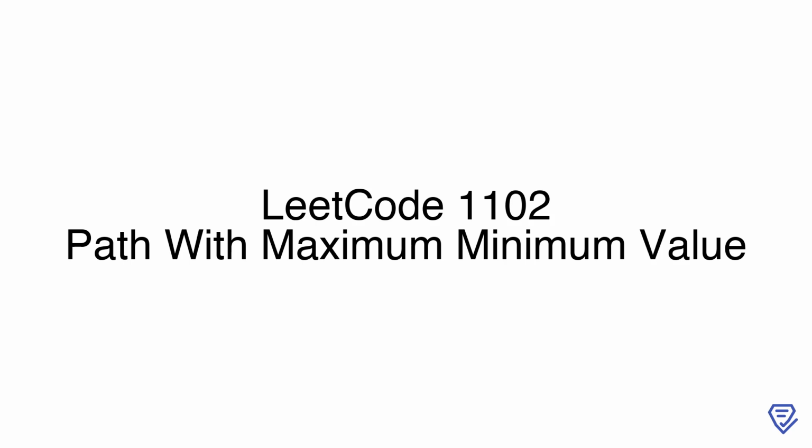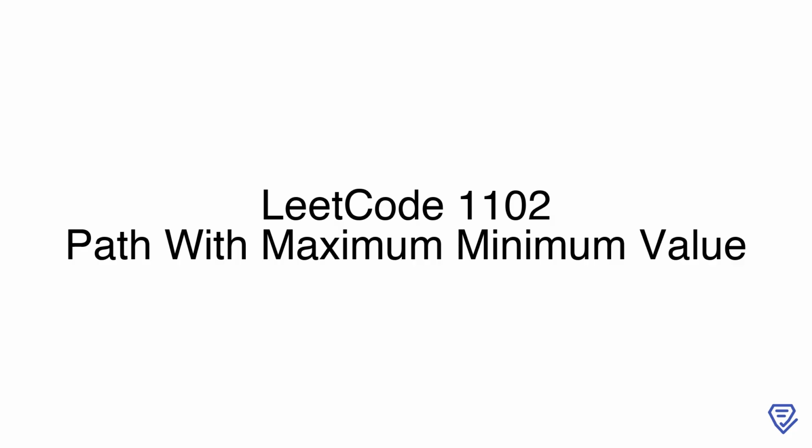Welcome to this coding walkthrough. Today, we'll dive into problem number 1102, titled Path with Maximum Minimum Value. We'll explore an interesting problem-solving approach to navigate through a grid while maximizing the minimum value along the path.